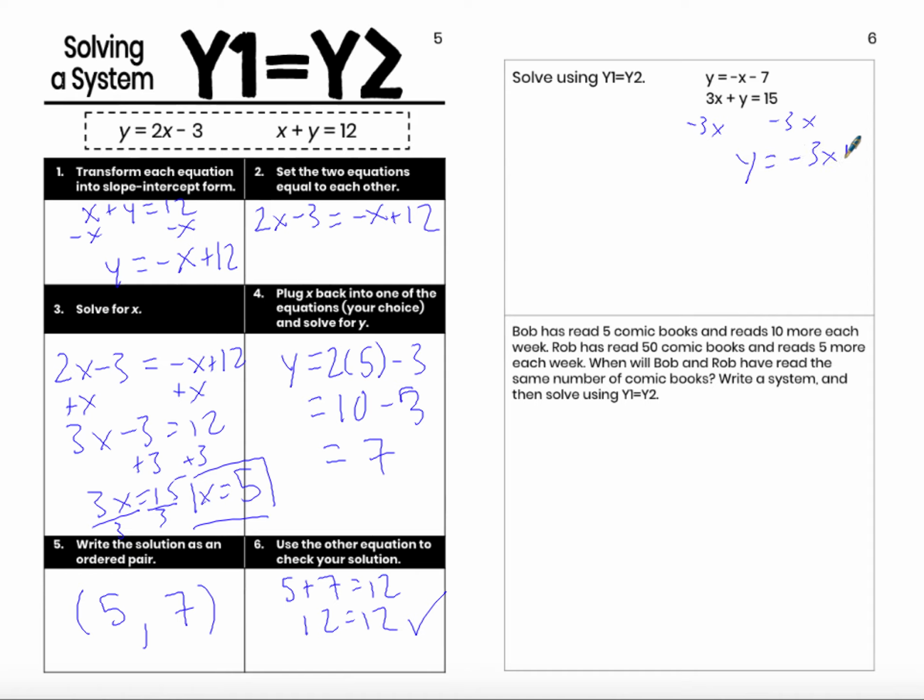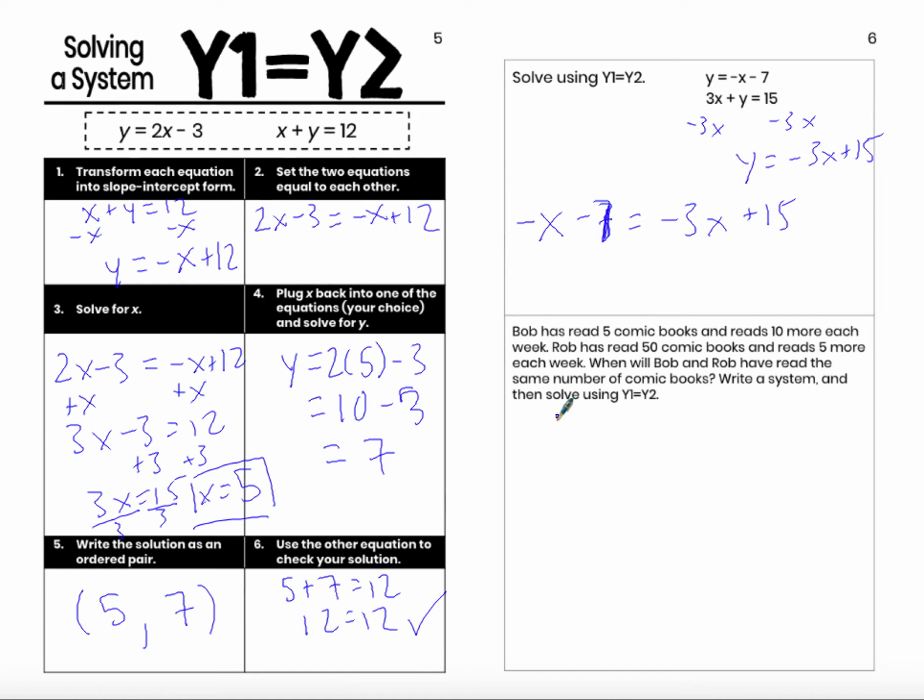In this example, I would first need to transform the second equation into slope-intercept form. Y equals negative 3x plus 15. And then since at the intersection point, at the solution to the system, the two y values will be the same, I can set the right-hand side of both equations equal to each other and solve for x.